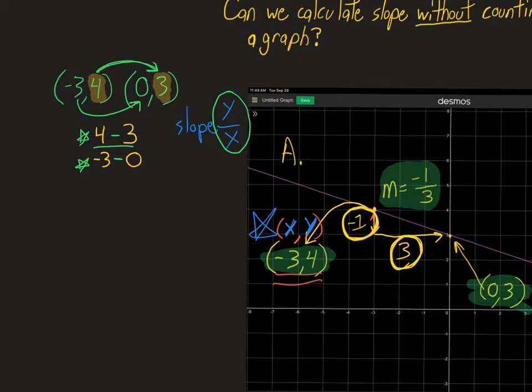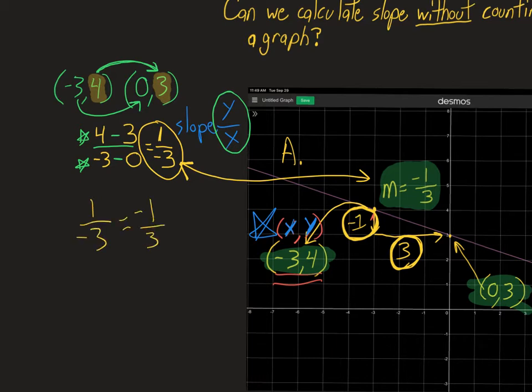And if we do the math, what are we going to find? 4 minus 3 is 1. Negative 3 minus 0 is still negative 3. And now the question is, does my slope of my points when I do subtraction, does it match the slope on my graph? And of course, right now, some of you I know are asking, well, the negative is on a different part of the fraction. Does that matter?